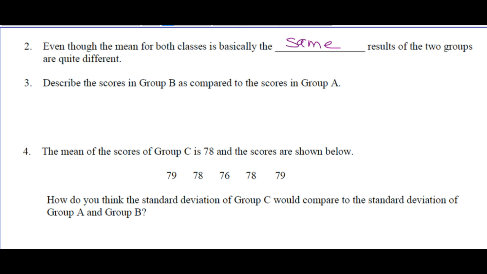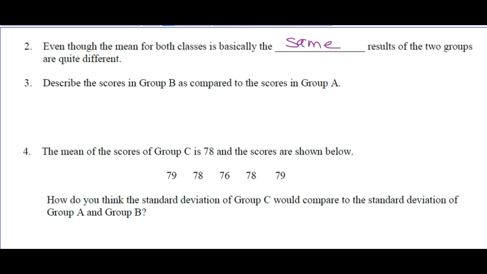So describe the scores in Group B as compared to Group A. So if you look up above, you see Group B scores. What do you say about them? They're lower than Group A. Well, lower or... Oh, that's better. Yeah, they're closer to the mean, right?